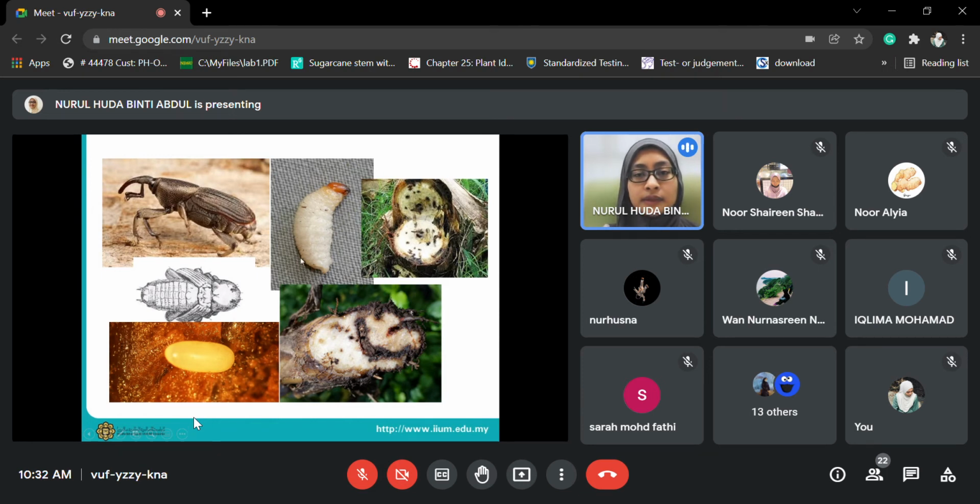And this is the picture of the larvae. Okay, dia punya bentuk macam ni, and then the eggs, and this is the damage on the banana.